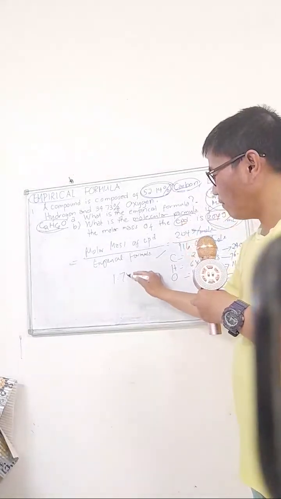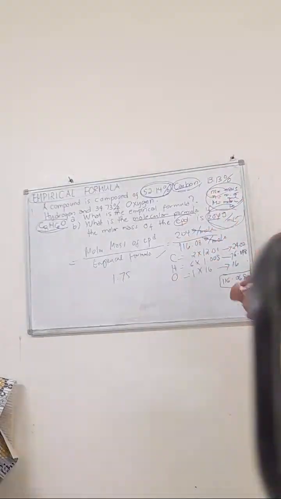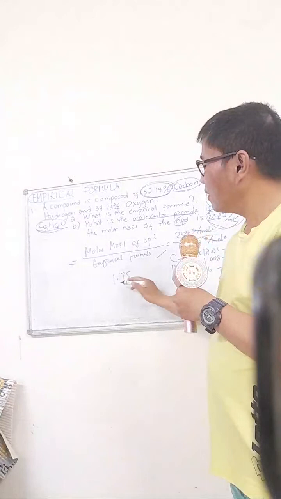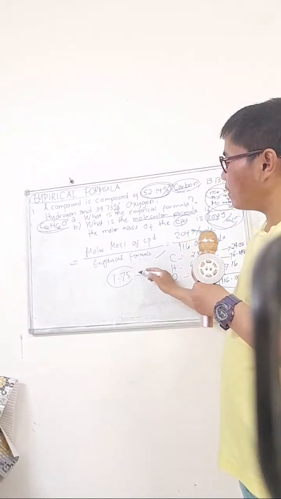Will I round it off or not? But there's a specific rule in your math about rounding off numbers or rounding off digits. So review that also. In this case, you can round it off to 2 immediately.